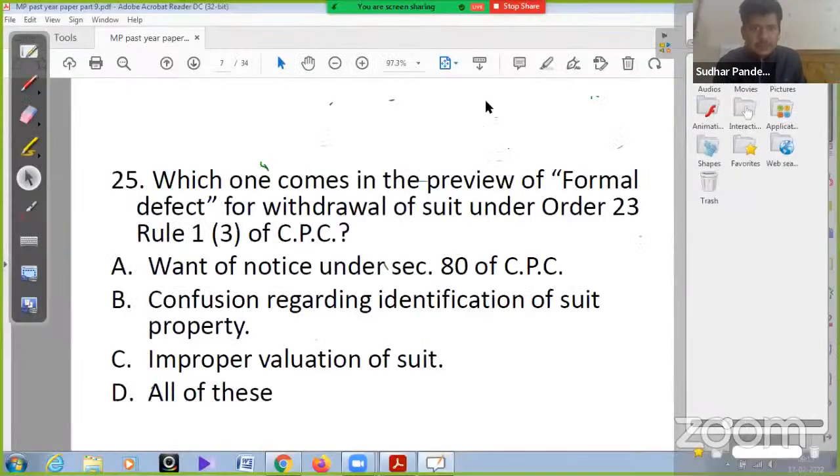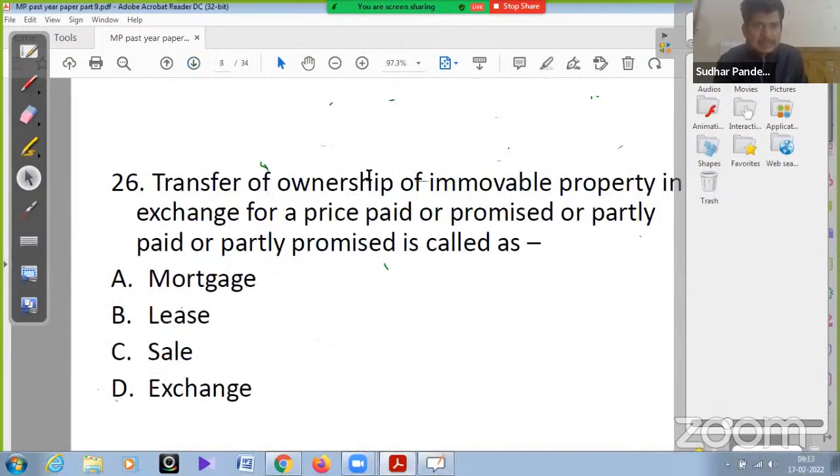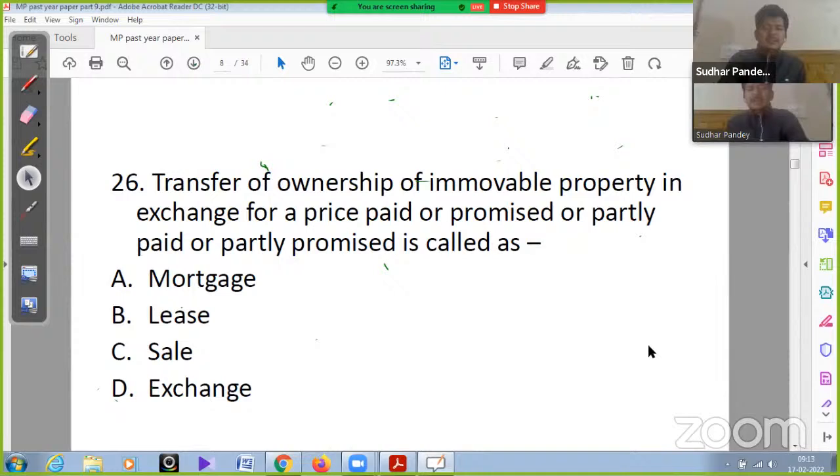Next question is your question number 26. Now this particular question is from the Transfer of Property Act. What this question is stating directly is that transfer of ownership of immovable property in exchange of price paid or promised or partly paid or partly promised is called. What is it called?